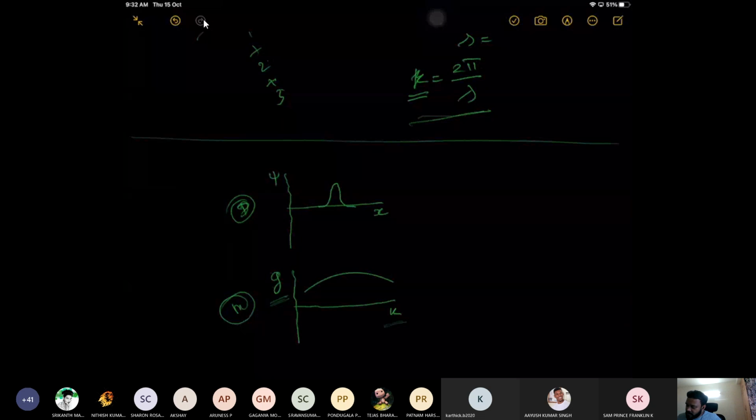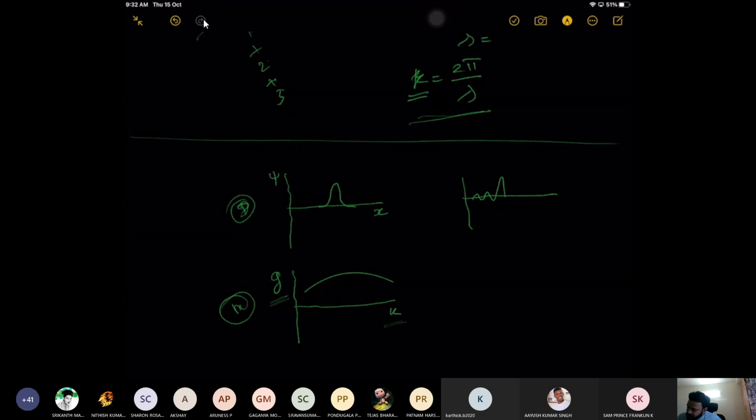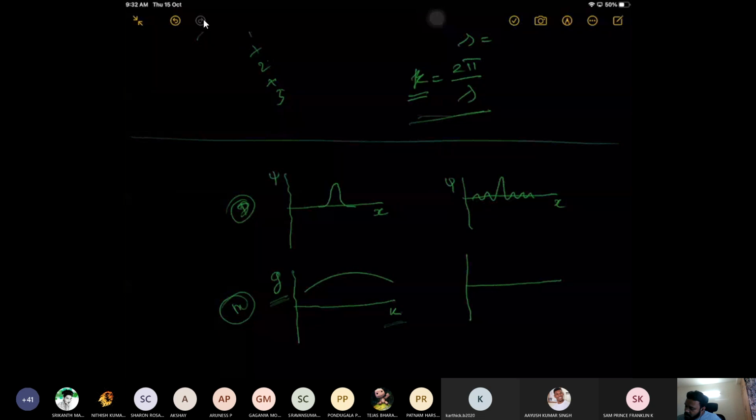The same way, when we have our position function slightly spread out, then our amplitude function, which corresponds to the momentum space, will be narrow. After doing this Fourier transform formulation, we will have this narrow peak.